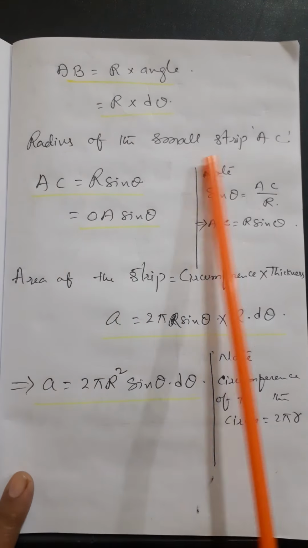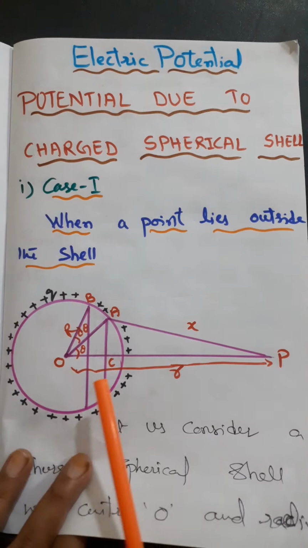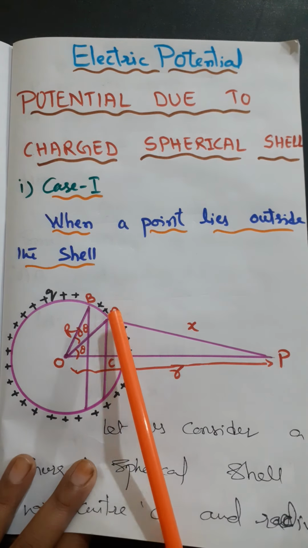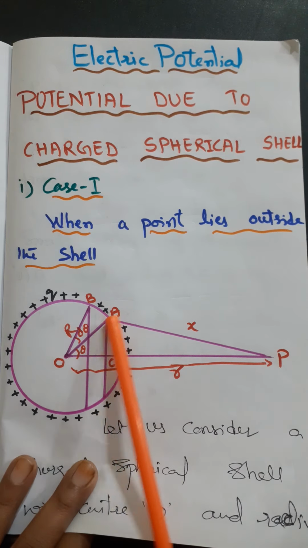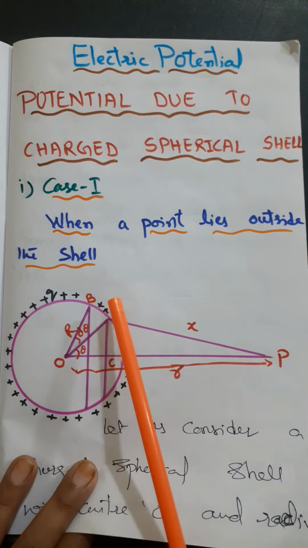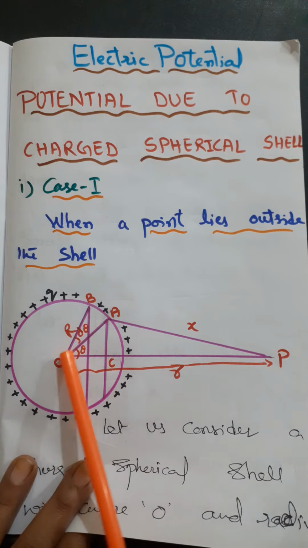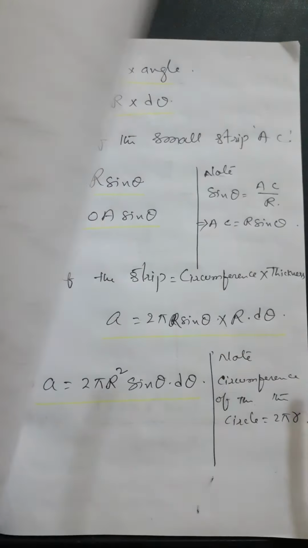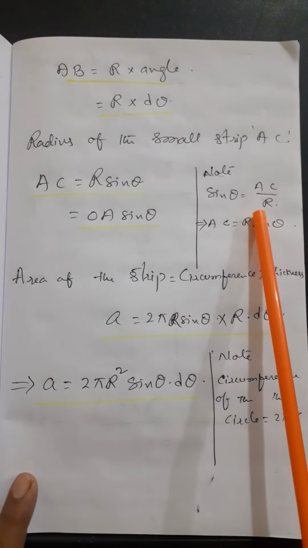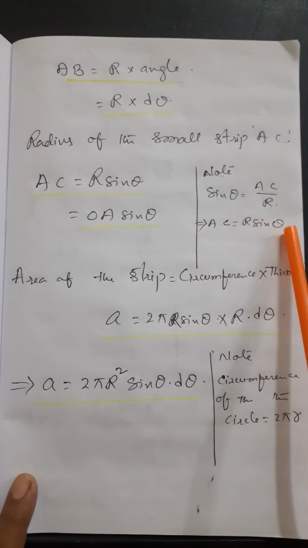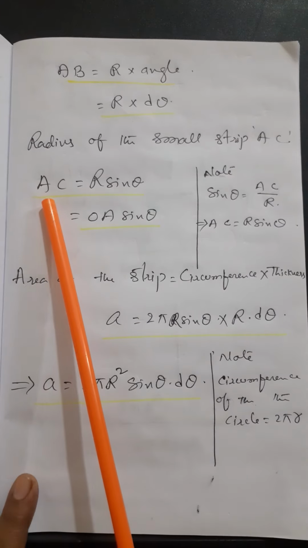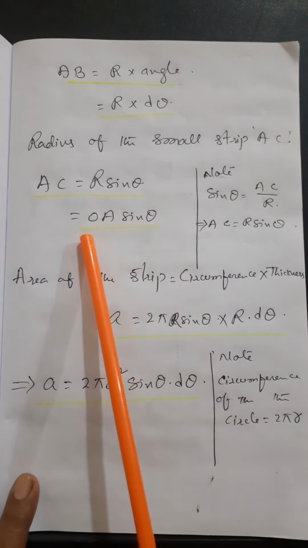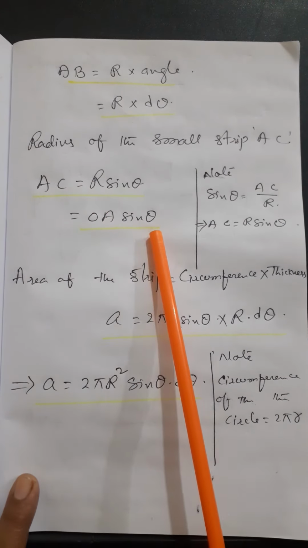Now the radius of the strip AC: from the triangle AOC, sin theta is perpendicular by hypotenuse, that is AC by AO, where AO is R. So sin theta is equal to AC by R, or AC is equal to R sin theta. So the radius of the small strip is AC equal to R sin theta, where R is OA.